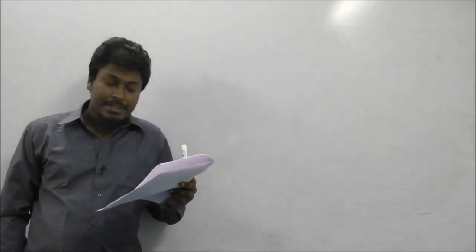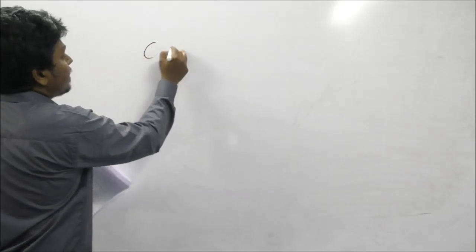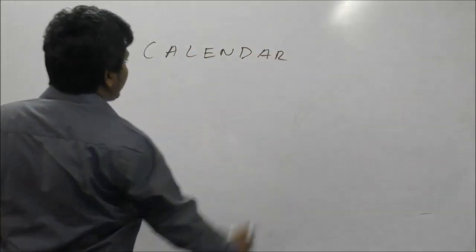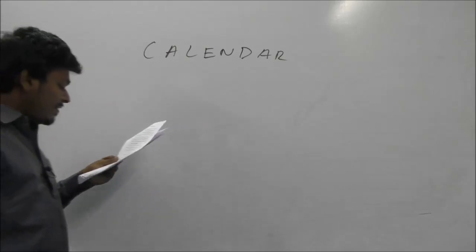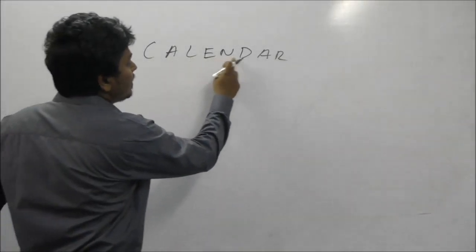See the question number 29. I hope it's from permutation. These are the questions that will be asked in every bank exam for 1 mark. It is so easy. The word is Calendar. How many ways can the word be arranged? Just count how many letters are there: 1, 2, 3, 4, 5, 6, 7, 8.